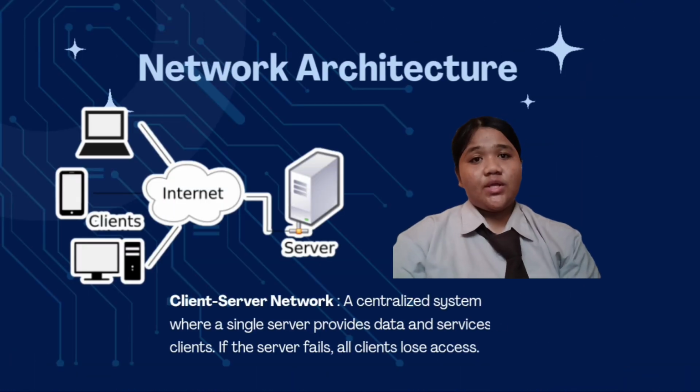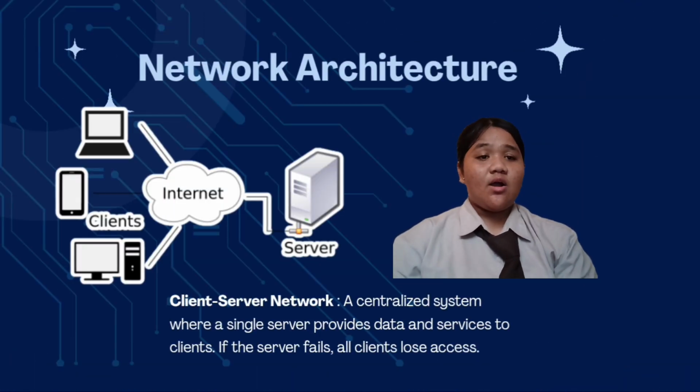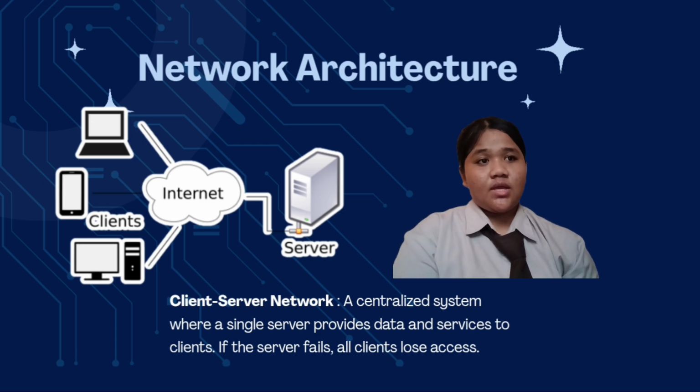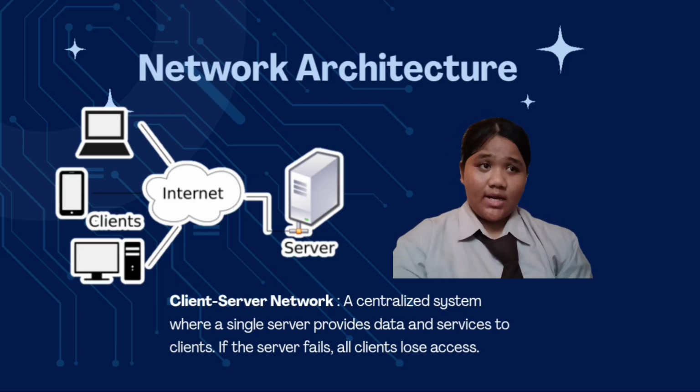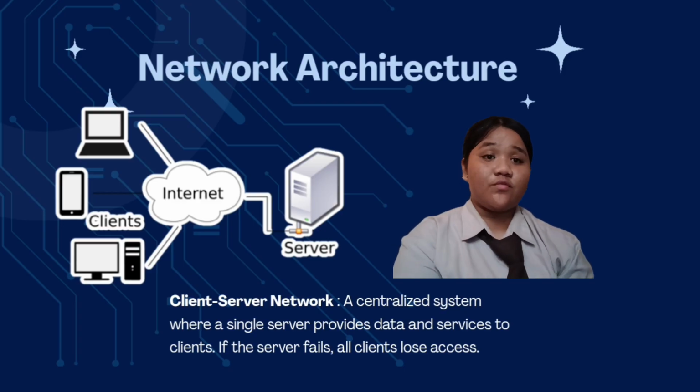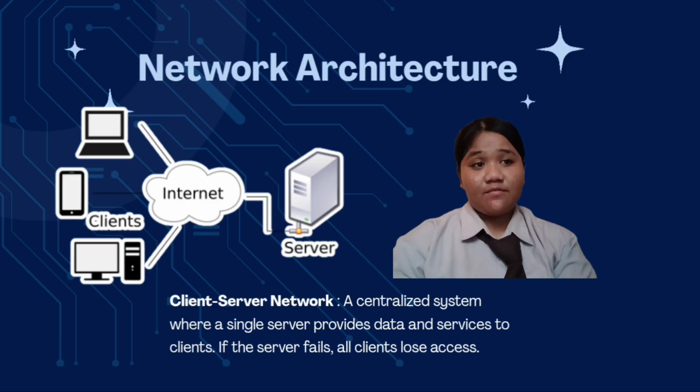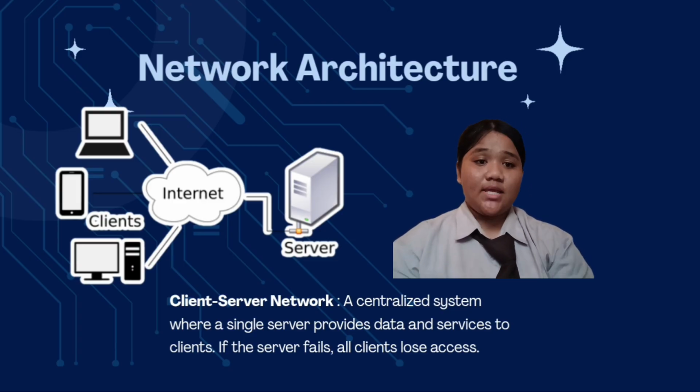Moving on to network architecture, which is how computers split their jobs. The first model is client-server. This is a centralized system. Think of it like ordering food at a restaurant. The customers, or the clients, ask for food, and the kitchen is the server that provides it. If the kitchen closes, nobody eats.